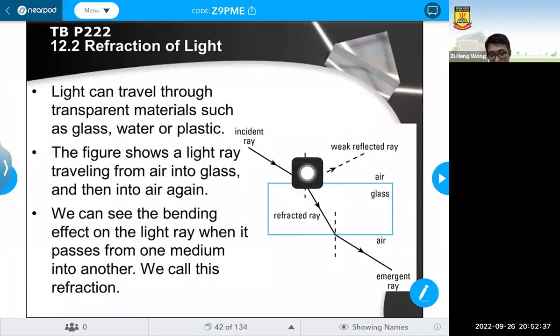Of course, this weak reflected ray usually you don't need to draw, but you need to know about it. Just like sometimes when you look through a window, you can see a bit of a reflection because of this weak reflected ray. But most of the light should still pass through.